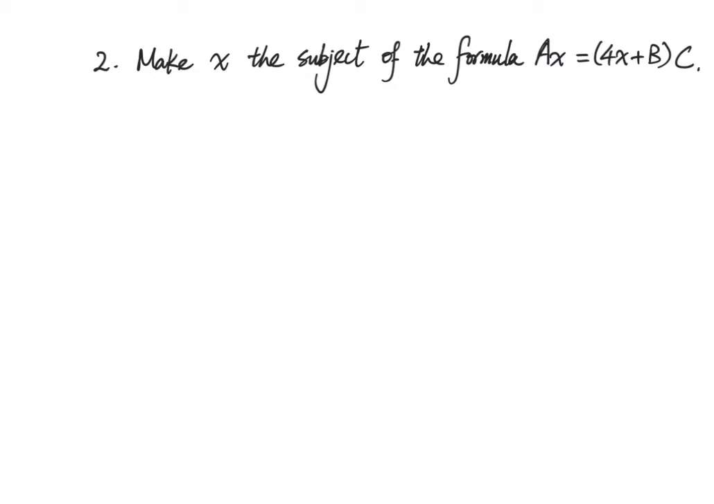Make x the subject of the formula ax equal to bracket 4x plus b times c. So copy down the formula ax equal to bracket 4x plus b times c. We want to make x the subject. So first of all, we need to expand the bracket by rainbow method. c times 4x gives us 4xc. And c times b, which is positive bc. On the left hand side, which is ax.